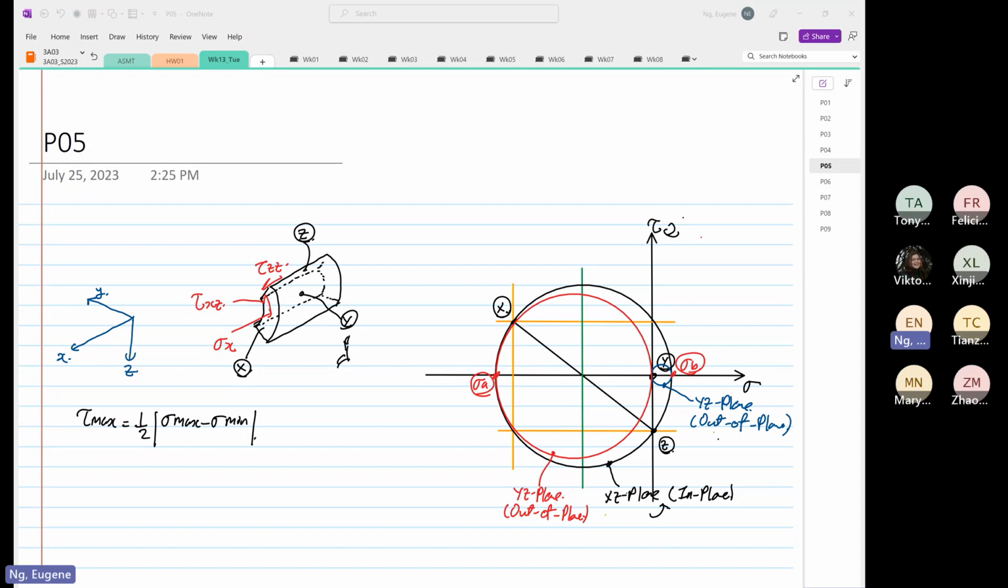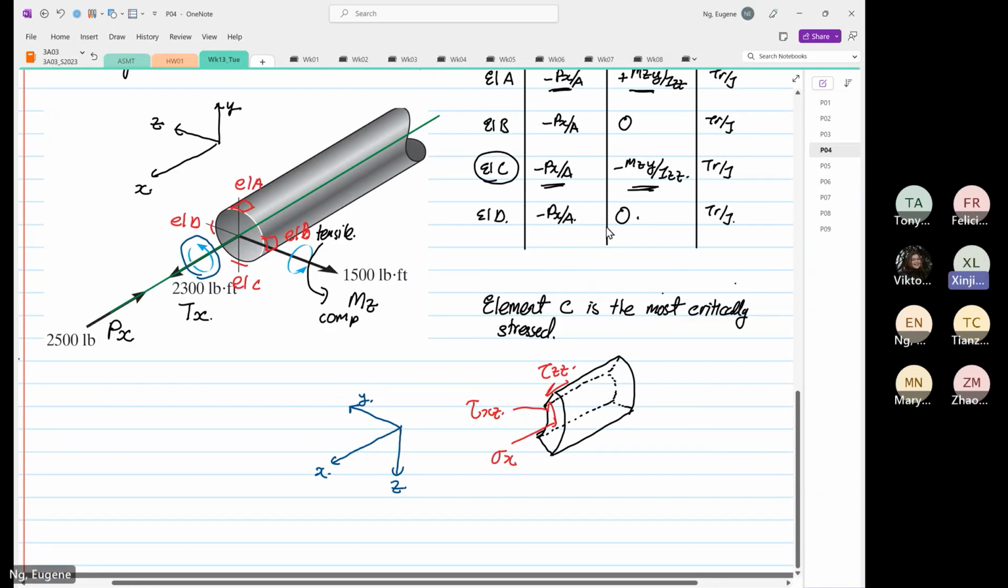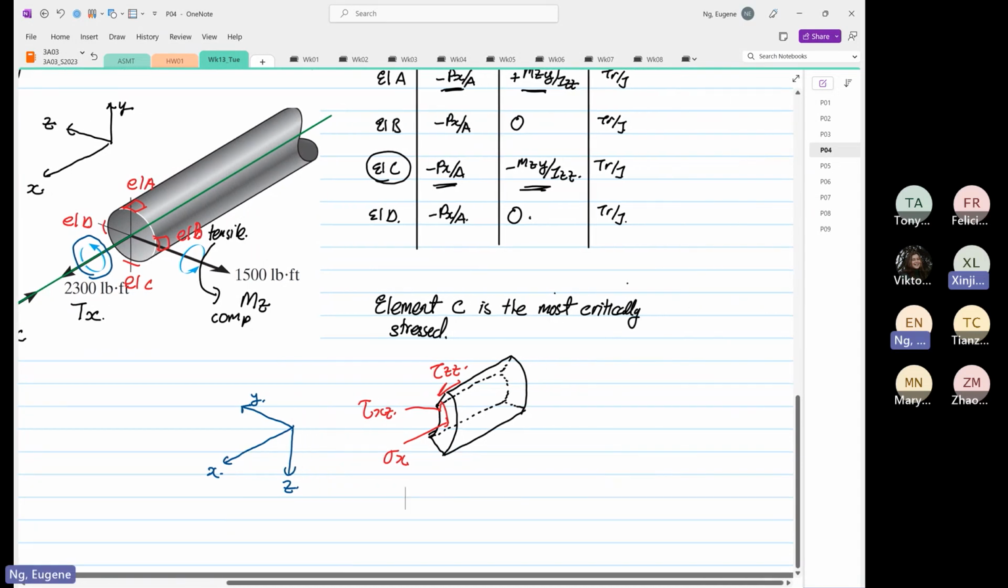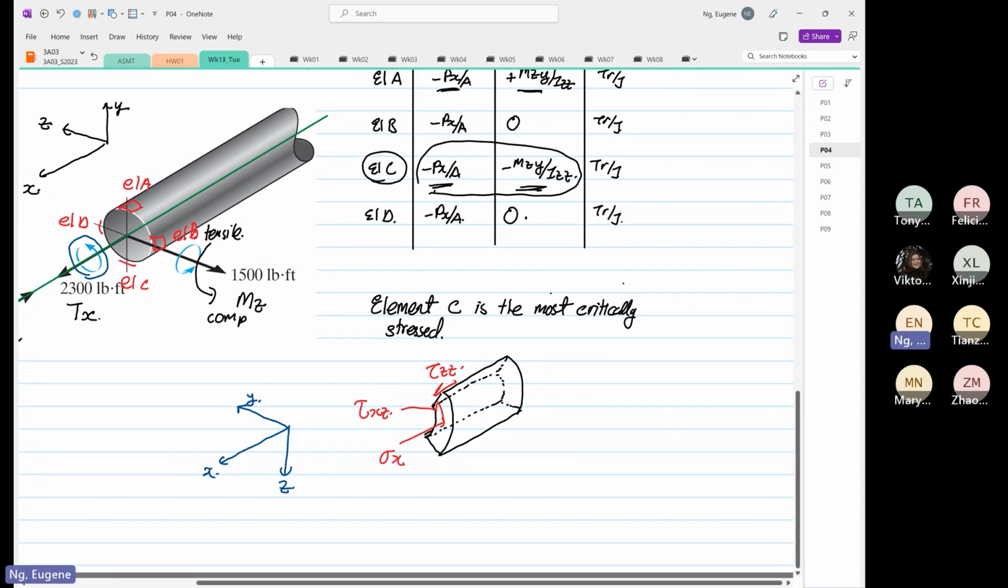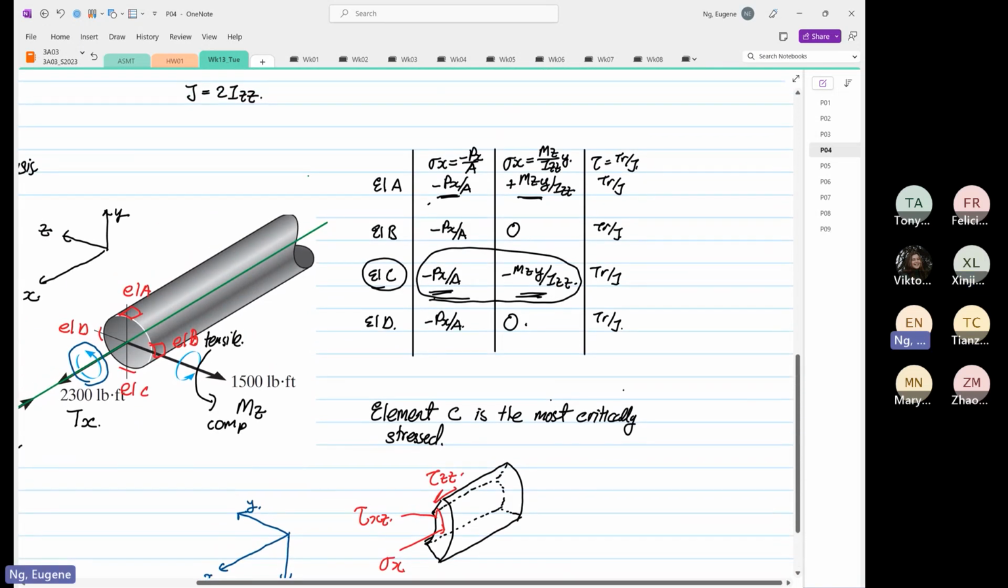Lee, sorry, you have a question? Yes. Can you go to page 4? My question is, why do you pick element C rather than element A? Because both of these values are negative, it will have the highest magnitude. Okay, one is negative, one is positive. It will not be the highest. The other one, the bending moment is equal to 0. Okay, I see.